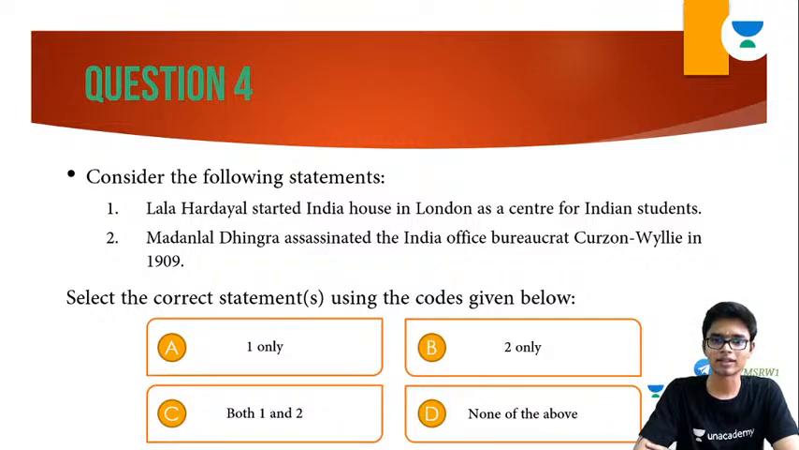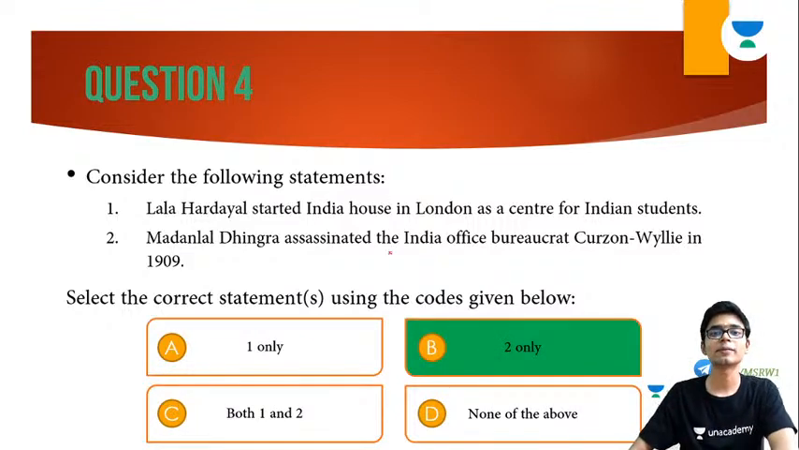Lala Hardayal started India House in London as a center for Indian students. Madan Lal Dhingra assassinated the India Office bureaucrat Curzon Wyllie in 1909. Okay, Saubhagya is saying it is B. What about others? Any idea? Any guesses? Lipsa saying it is C, I guess. Alright. Seema going with C. Satya, B. Correct answer is indeed option B.